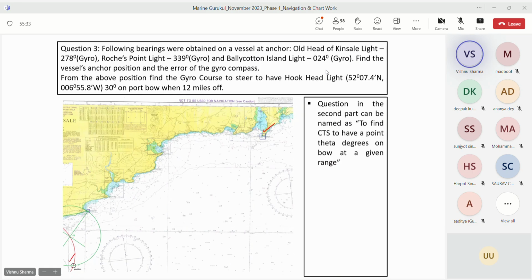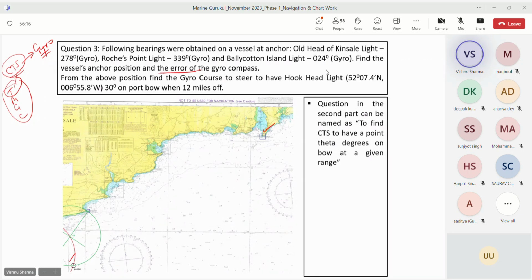When I find the CTS from the chart, will this be true, magnetic, gyro or compass? True, sir. But the question wants gyro. So whatever gyro error you get here, somebody may get 5 degrees high or low, somebody 2 degrees, somebody 8 degrees. Whatever error you have got, you will apply that error to convert the CTS to gyro. You'll not use somebody else's error, you'll use your error from the earlier part.